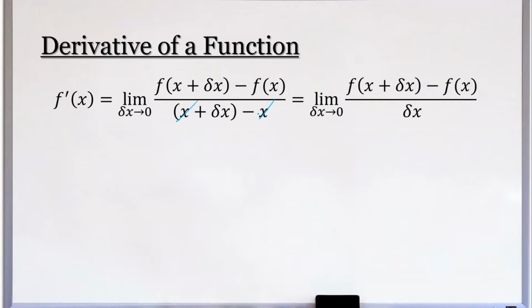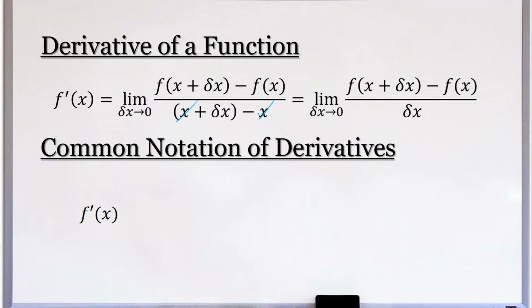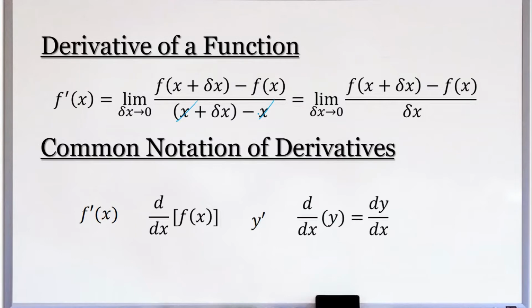There are several common notations of derivative that we will commonly use. Number one is f prime x. Number two is d/dx, then bracket f(x). We will read this as derivative of f(x). The third one is y prime. The fourth one is d/dx bracket y, which is also written as dy/dx. And we will read this as derivative of y with respect to x. And the last one is capital D subscript x, and we bracket y. These are all the common notations that we will use for derivative.